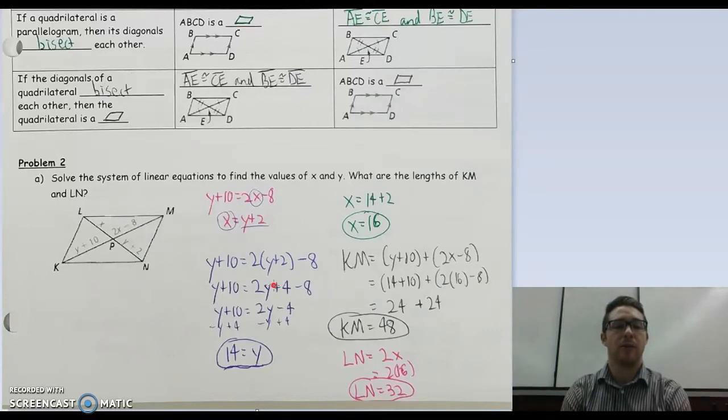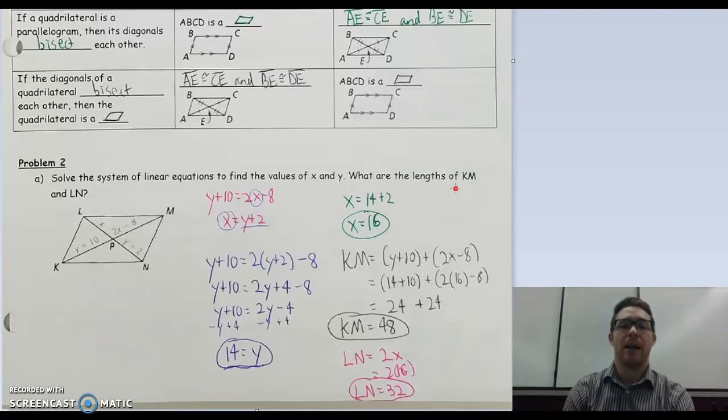So I distributed. Looks like next step is I combine like terms, and then if I move the y around, so if I subtract y on both sides and add 4, I end up getting that y is 14. And if I want to find x, since I already know what y is, I can plug in. Looks like my second equation is going to be the easiest. x is just y plus 2, so if x is 14 plus 2, that makes x 16.